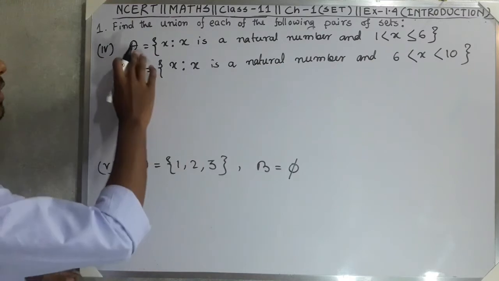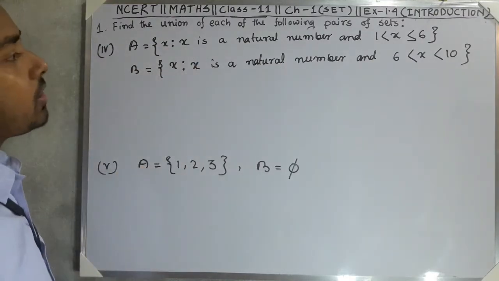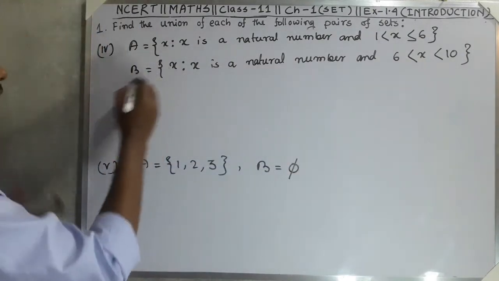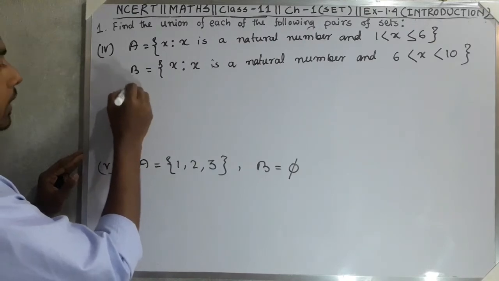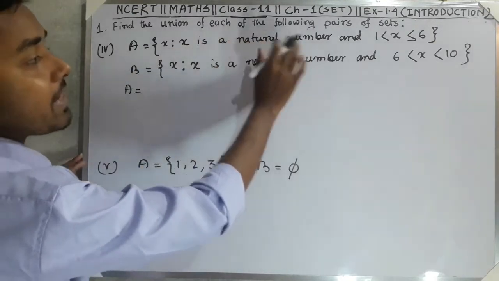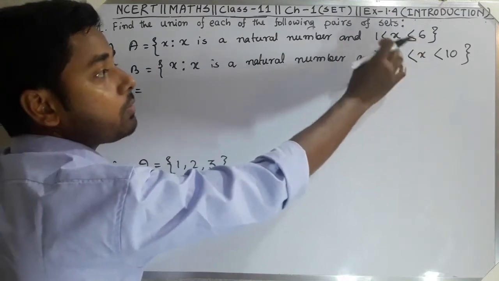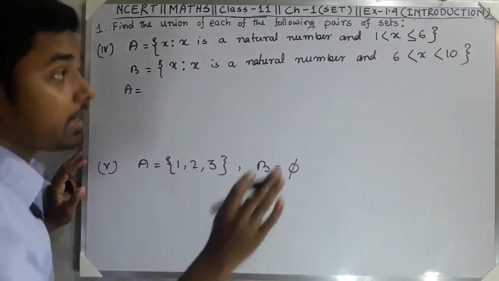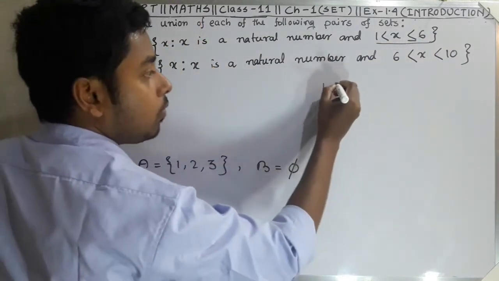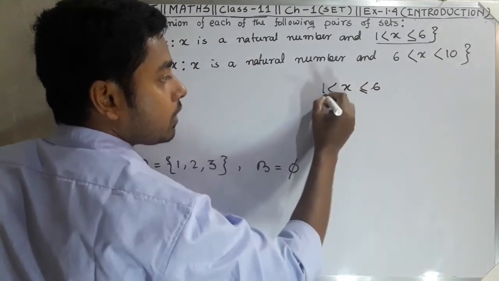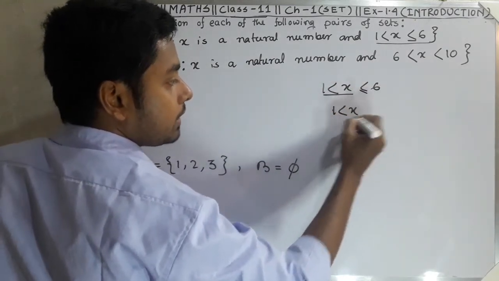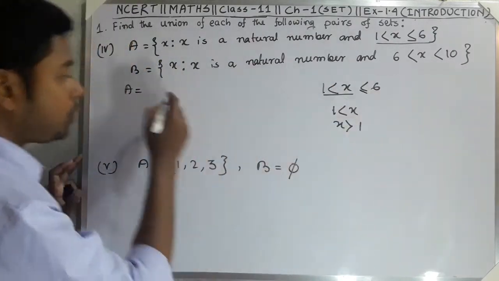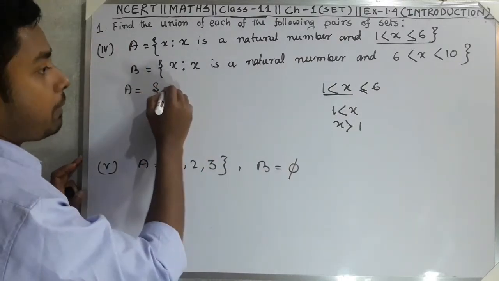Now question number 4. A is equal to x such that x is a natural number and 1 less than x less than or equal to 6. So first write down all the elements of set A. The value of x will be 1 less than x less than or equal to 6. So divide into two parts. We take this part first: 1 less than x, that means x is greater than 1. That means we have to start with 2.